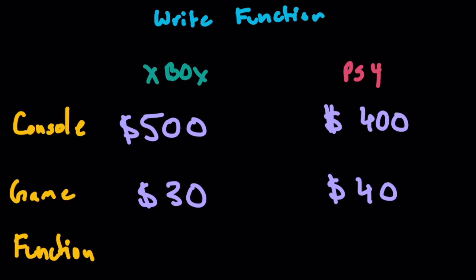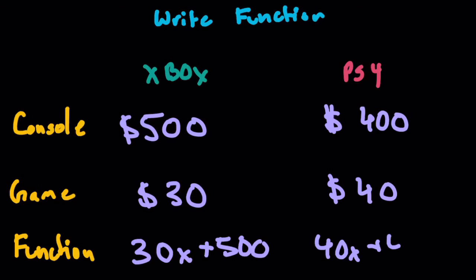So now all I have to do is go ahead and write my function. I'm just going to assume f(x) is equal to, so my variable number would be 30x plus 500, and that's what I would have to graph and use tables for. And here I have 40x plus 400. Now we're going to move on to the next skill.